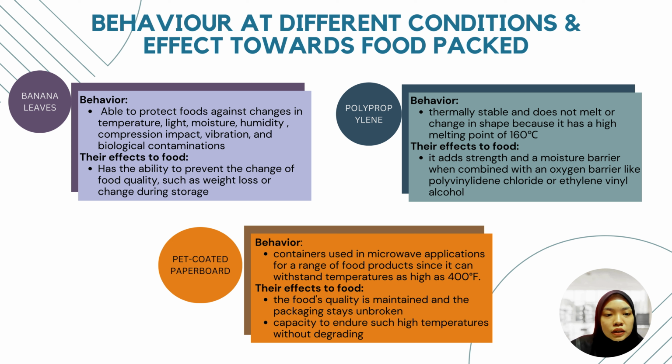So the third one is the behavior of the PET coated paperboard, which is the container used in microwave applications for a range of food products since it can withstand high temperature, which is 400 degrees Fahrenheit. And the effect to the food is that the quality is maintained and the packaging stays unbroken. And they have the capacity to endure such high temperature without degrading the food packaging.